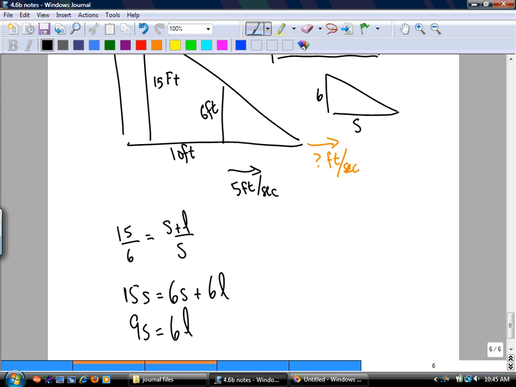Take the derivative. 9 ds dt equals 6 dl dt. What's dl dt? 5.